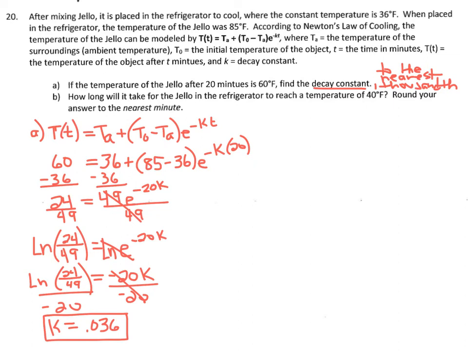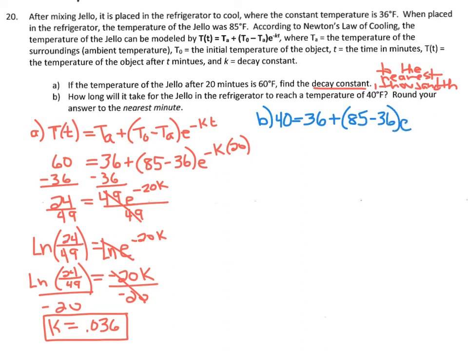All right, so let's plug in our numbers here. So for part B, we're going to replace the left-hand side of the equation with a 40. We want to know how long it will take to reach 40 degrees. The T sub A is still 36. That's still our surrounding temperature, the temperature of the refrigerator. The initial temperature of the Jell-O is still 85.